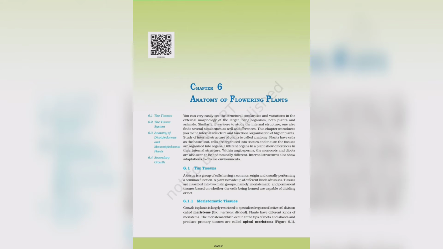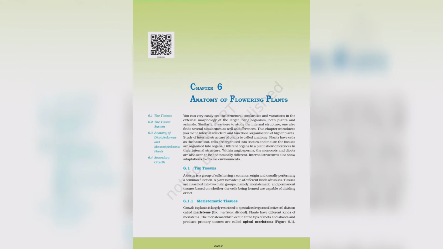Sometimes a few epidermal cells in the vicinity of guard cells become specialized in their shape and size and are known as subsidiary cells. The stomatal aperture, guard cells and surrounding subsidiary cells are together called the stomatal apparatus.